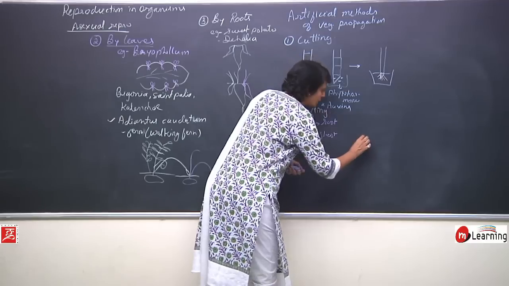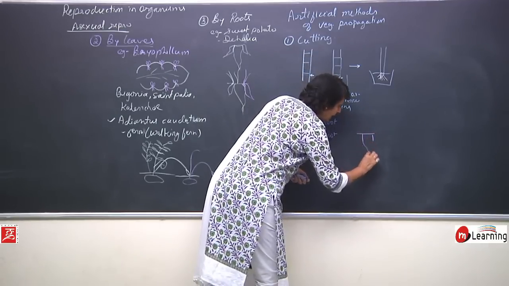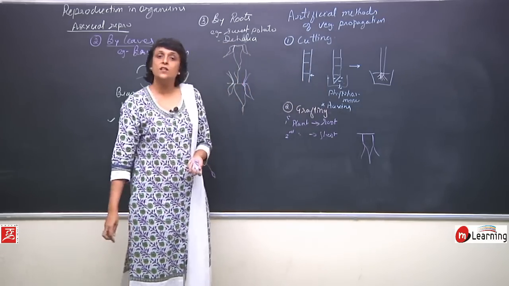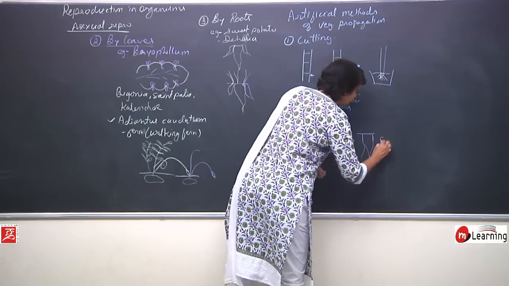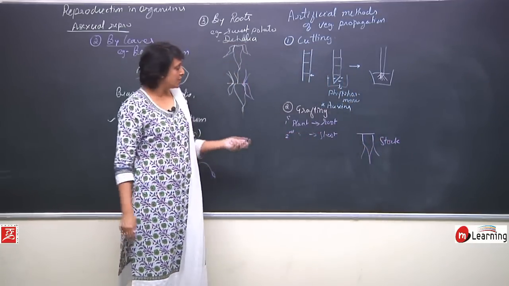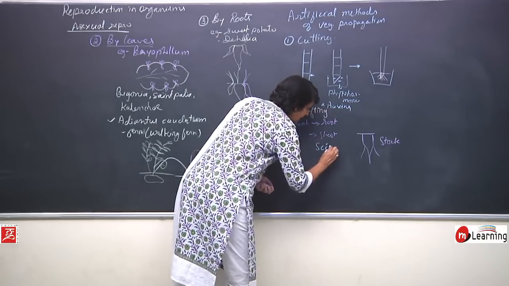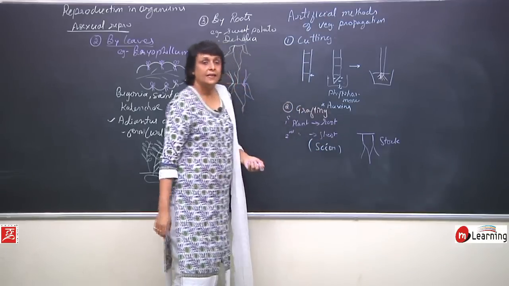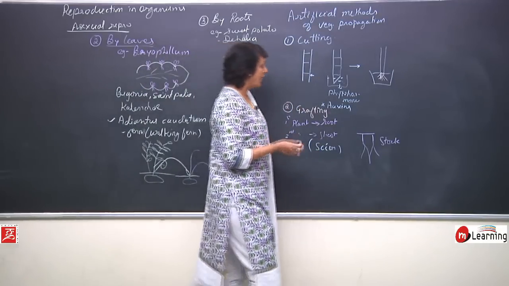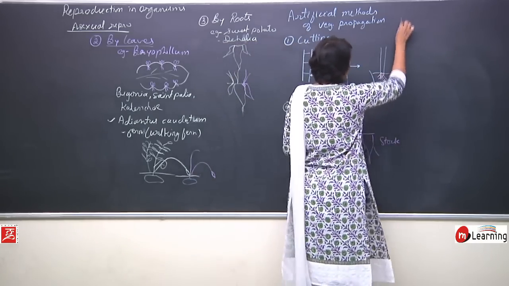So, now the root system, the lower part, it is giving us the root system. This is known as stalk. And the shoot system is known as the scion. S-C-I-O-N, scion. Now, how do we graft? There are multiple ways. So these are the methods of grafting.